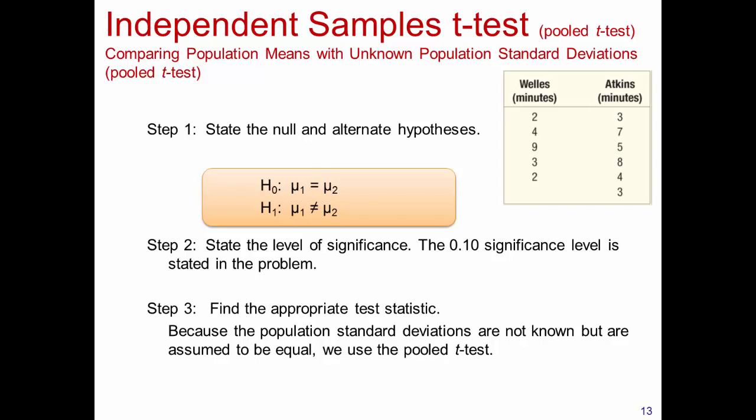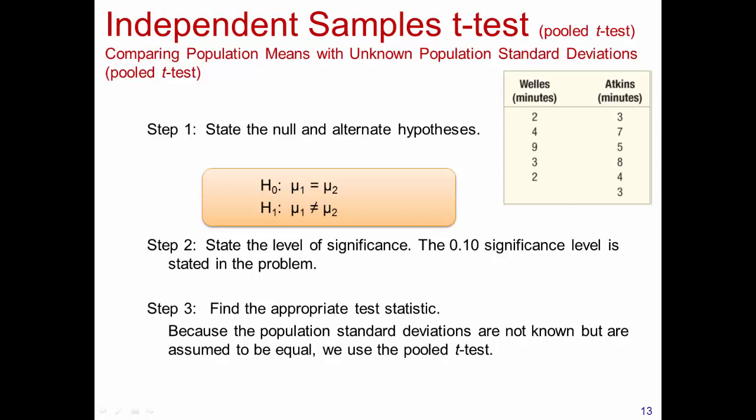So in step 2, we're going to determine how much risk of rejecting the null hypothesis when it's true, in other words, a type 1 error, are we willing to accept. And as usual, it's given. We're going to use a 0.10 level of significance for this problem. For step 3, we find the appropriate test statistic. Because the population standard deviations are not known and we assume them to be equal, we use the pooled t-test, and we also have a small sample, so we use the pooled t-test.